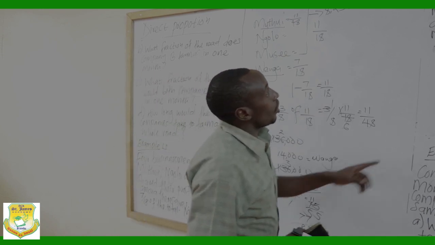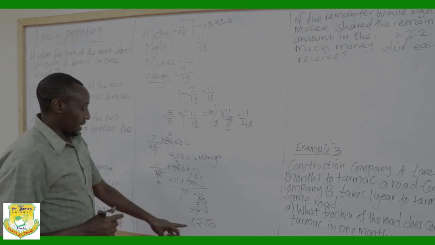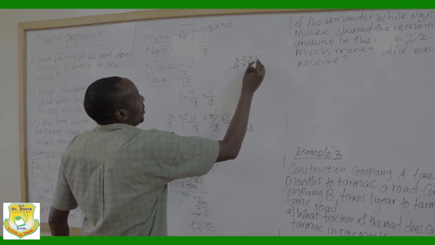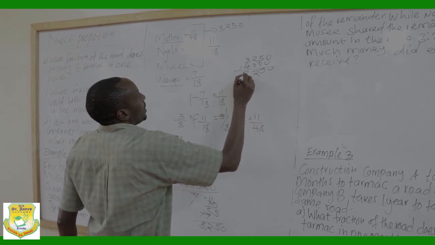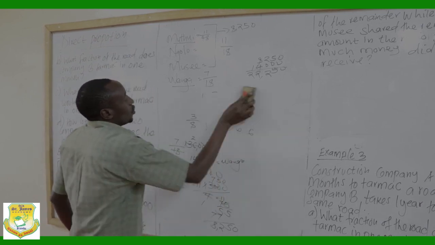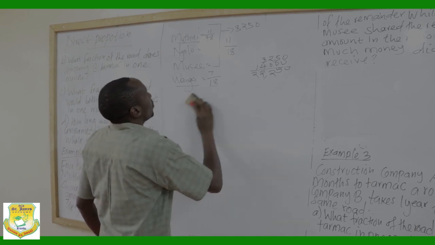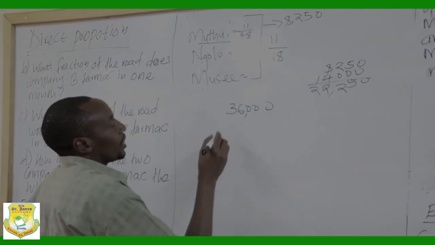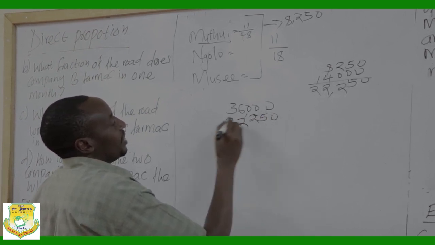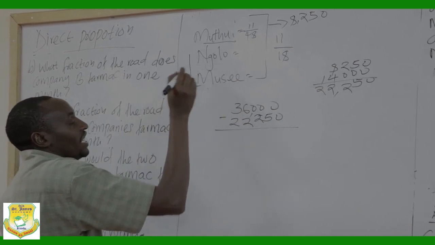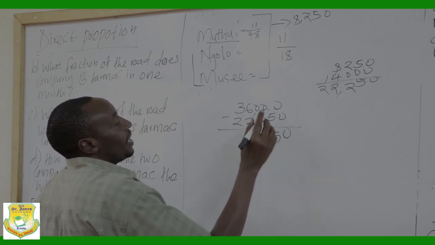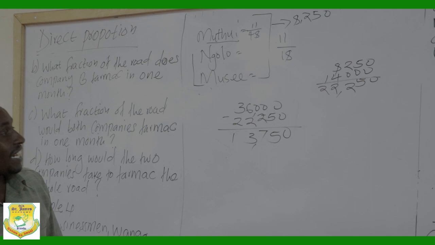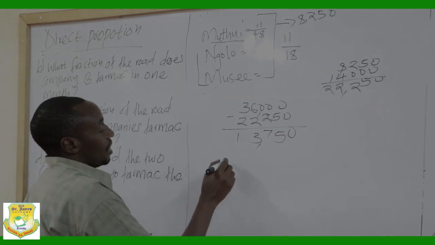We continue with the question. Goro and Mzee shared the remaining amount. So I take 8,250 plus 14,000, and I get 22,250, already received by the first two. So I get what is remaining. I take the total amount of money to be shared, 36,000, minus 22,250, so that I get the last two, Goro and Mzee's share. I get 13,750. So that is what Goro and Mzee shared.